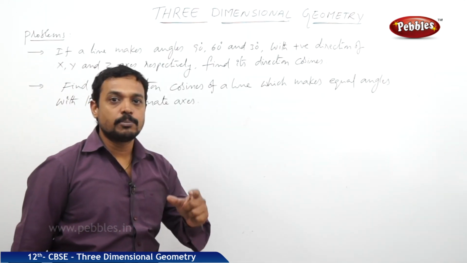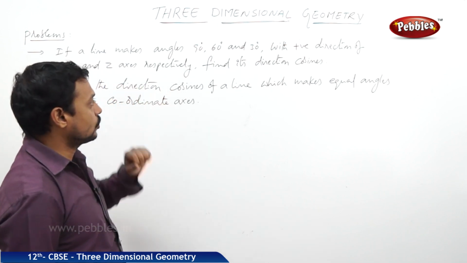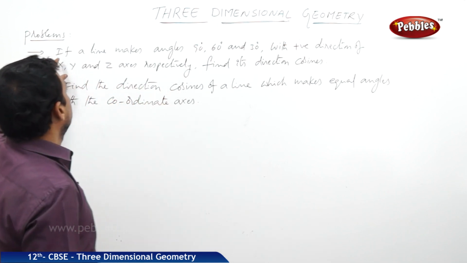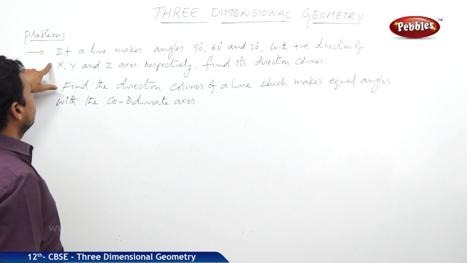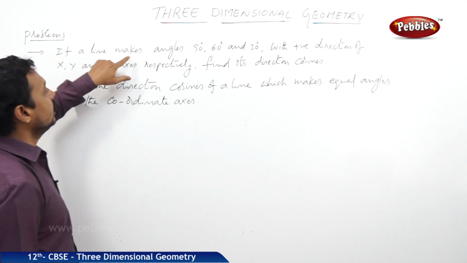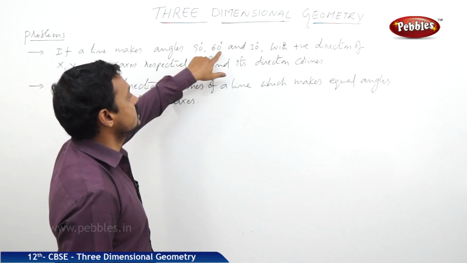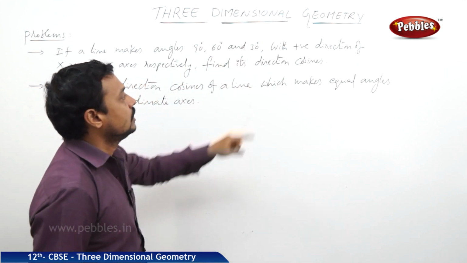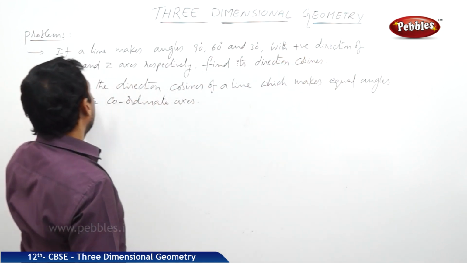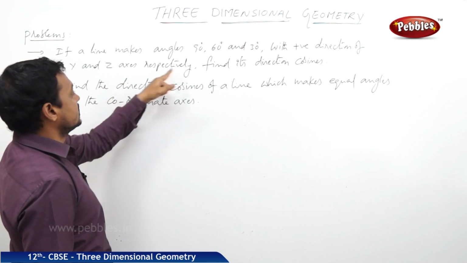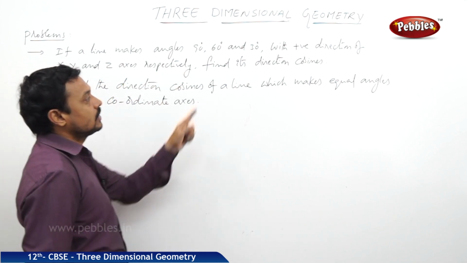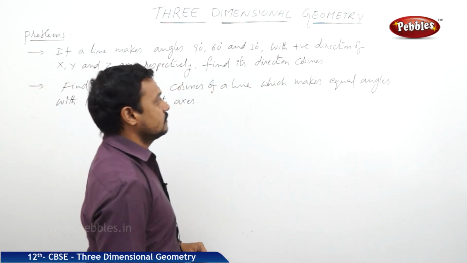Now, let us see some problems on direction cosines. Here two problems are given. One is, if a line makes angles 90 degrees, 60 degrees, 30 degrees with the positive direction of x, y, z axis respectively, then find its direction cosines.